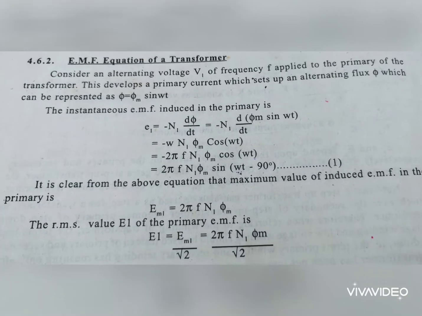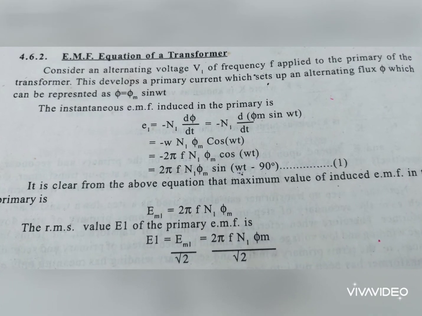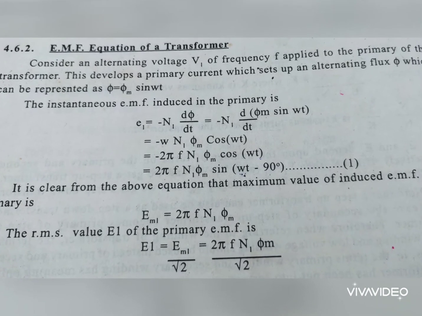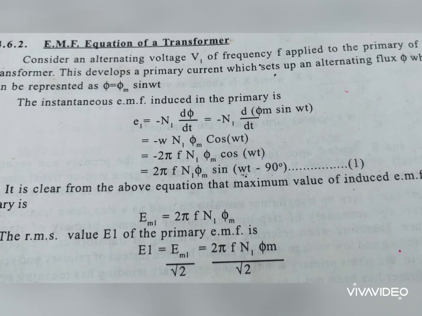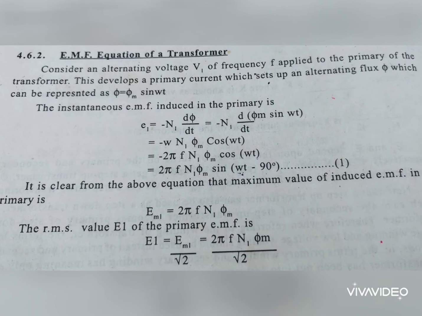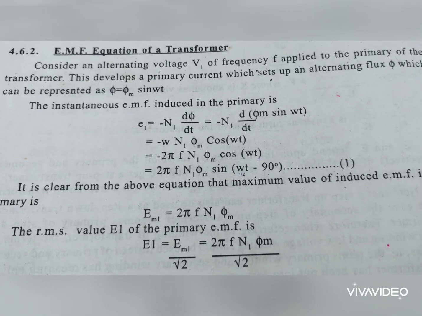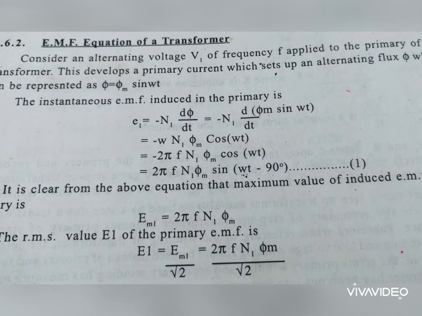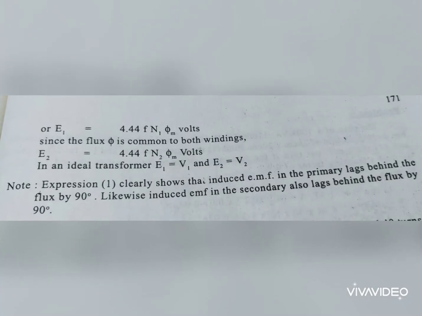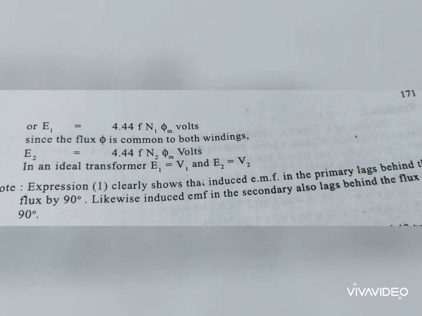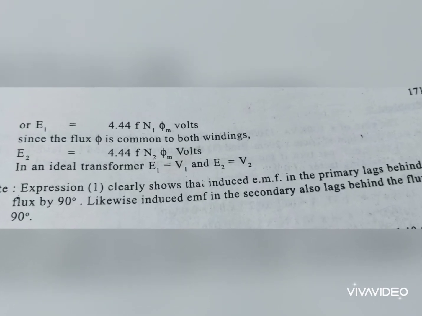It is clear from the above equation that the maximum value of induced EMF in the primary is Em1 = 2 pi f N1 phi m. So the RMS value of the primary EMF is E1 = Em1 divided by root 2, that is 2 pi f N1 phi m divided by root 2. The value is E1 = 4.44 f N1 phi m volts.